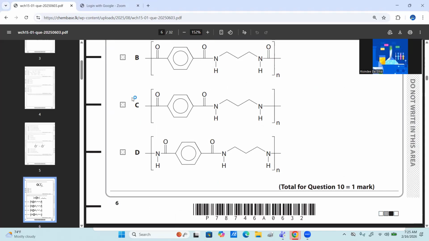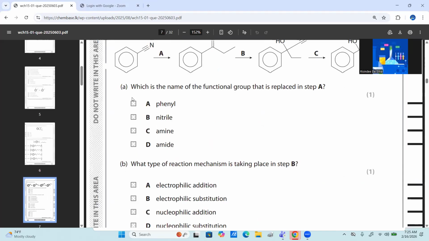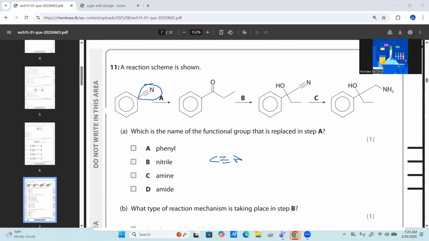Then the next one, which is the name of the functional group that is replaced in step A. So we call it a nitrile, CN. When there's a CN triple bond, we call it a nitrile.